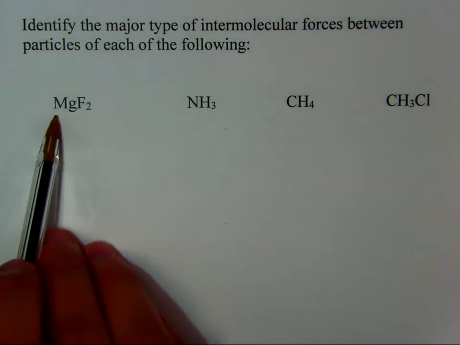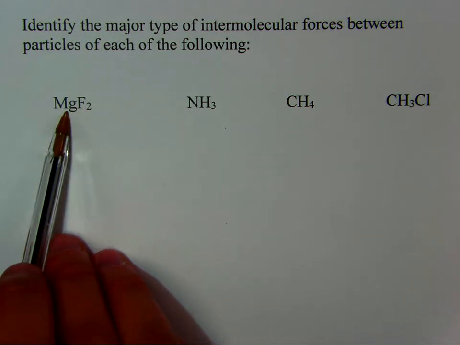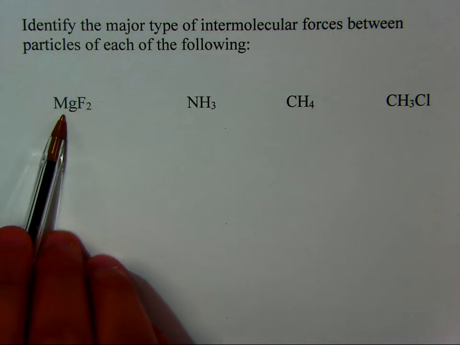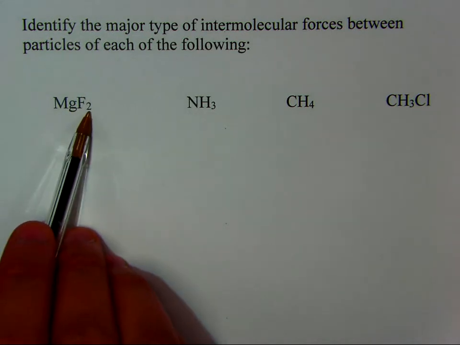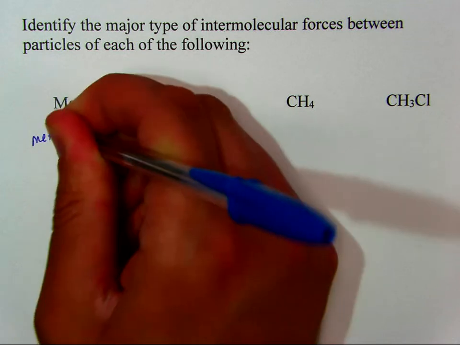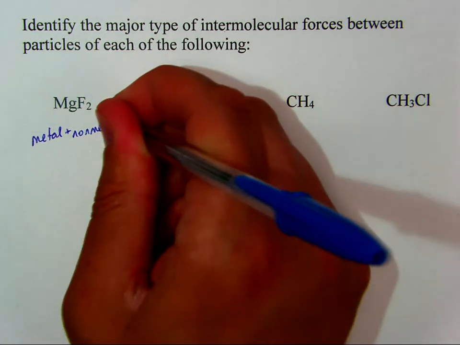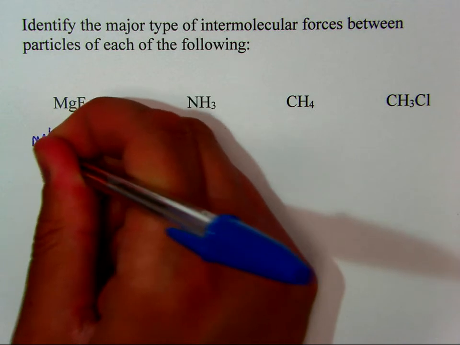This first one here, magnesium fluoride, MgF2, we want to think about what does this thing look like? In the most basic sense, we can look at what atoms make up this compound and see that magnesium is a metal and fluoride is a non-metal. So what is that going to tell us? If we have a metal plus a non-metal, that means that this thing is an ionic compound.